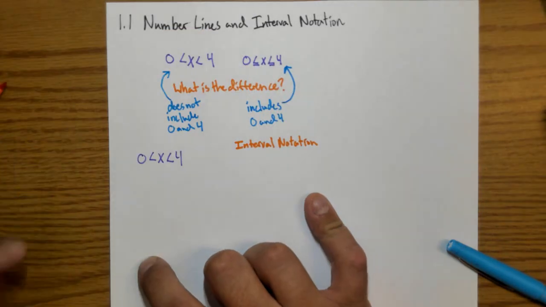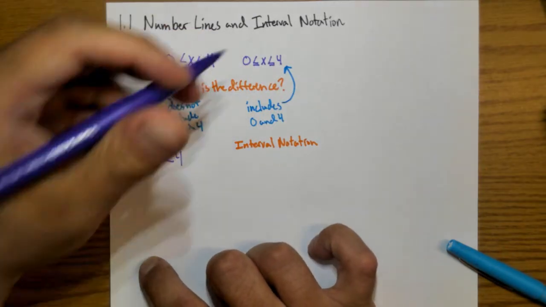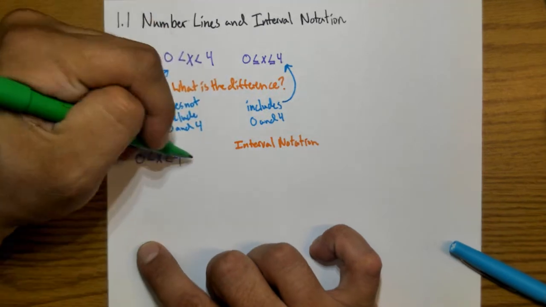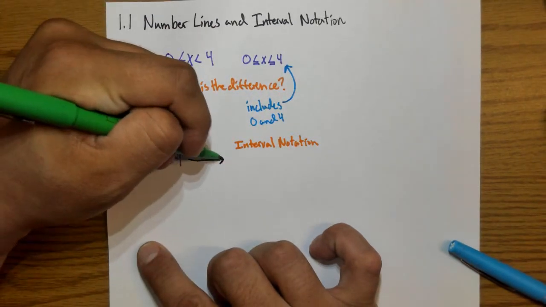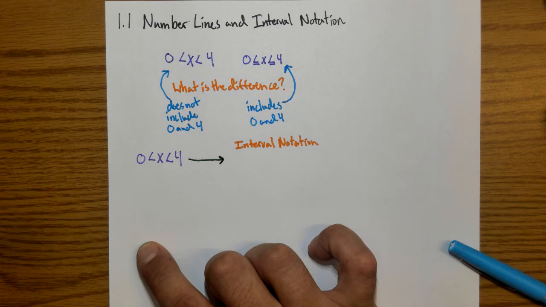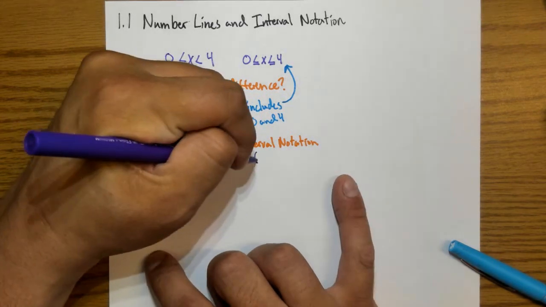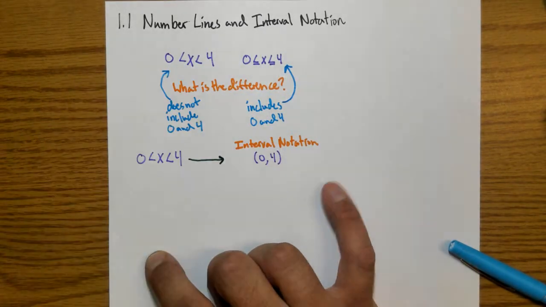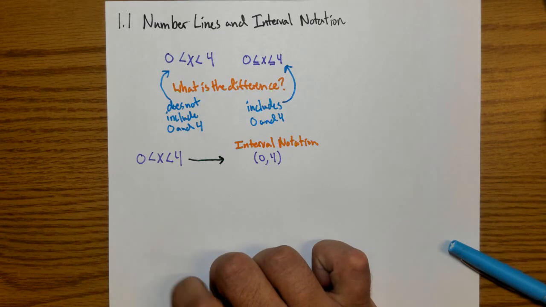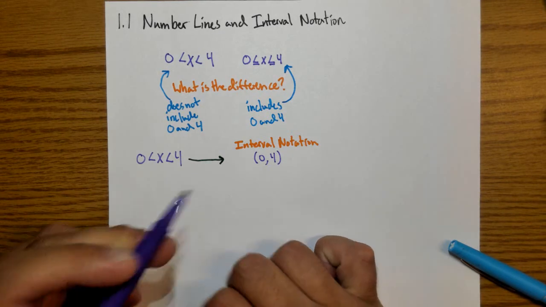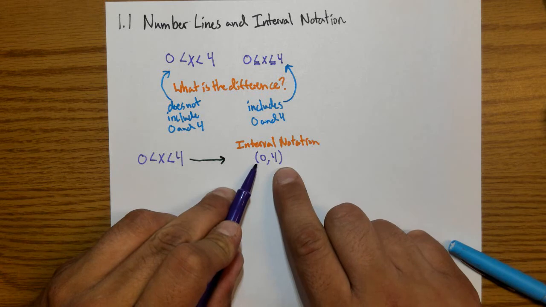We would just write it as parentheses. Now, it will look like an ordered pair on a graph, but it's not. It's not an ordered pair on a graph. We would say that x goes from 0 to 4, or just from 0 to 4. Now notice I used parentheses on this.